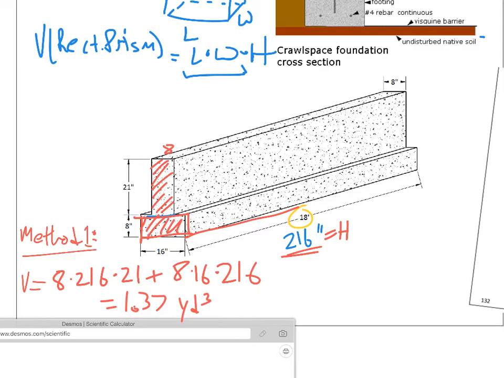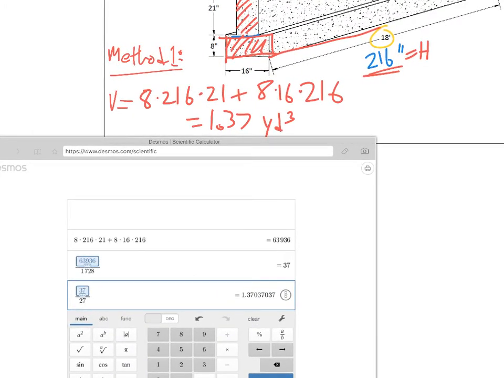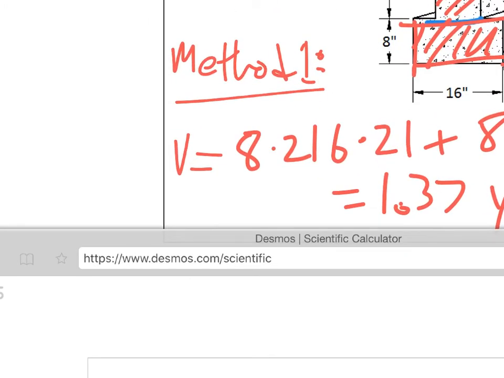Okay. Maybe I should show my work a little bit here. We had 63,936, so this is 63,936 cubic inches. Okay. And then we converted that to our cubic yards.